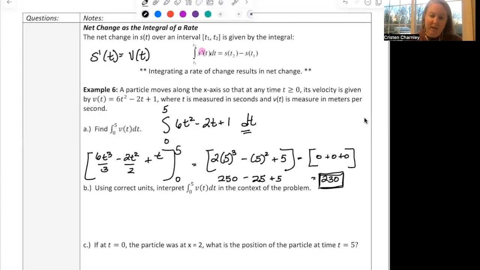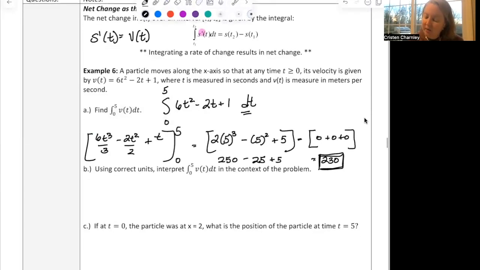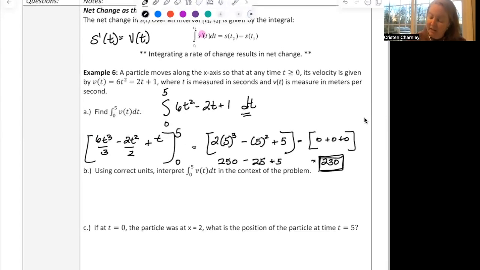Parts B and C want us to figure out what that really means. Using correct units, interpret that integral in the context of the problem. So 230, I'm going to come back up here to my units. If it's in meters per second, when I integrate, I drop that per second, I drop the per time. When you find the derivative, which is the rate of change, you add in that per second, per hour, per minute. You add in that time element. When we integrate, we undo that time element. So this is 230 meters.